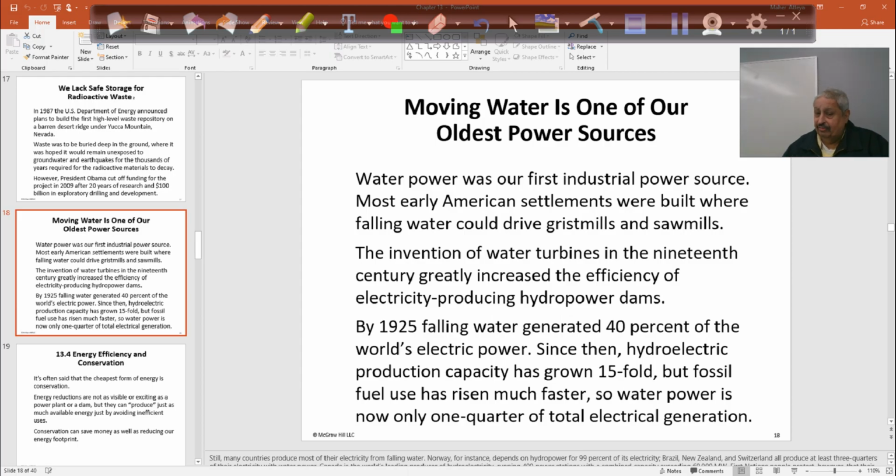By 1925, falling water from waterfalls generated 40% of the world's electric power. Since then, hydroelectric production capacity has grown by 15-fold. But we still use the most non-clean source of energy, from crude oil. Fossil oil, crude oil, we are still using the crude oil there. So it has risen much faster.